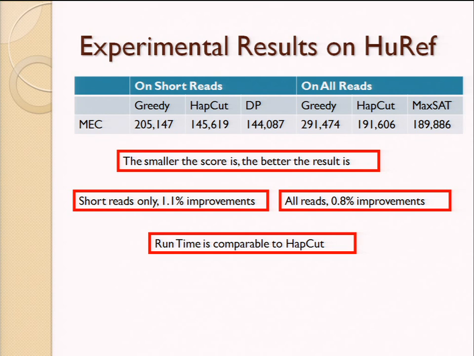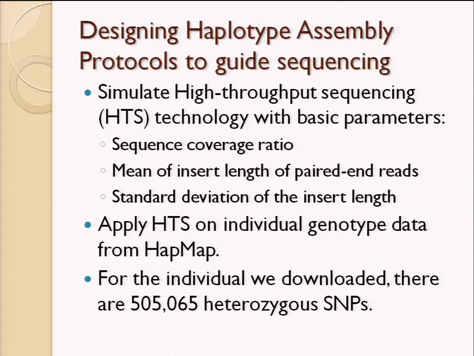Although the improvements are small, they show how far the haplotype solution is optimal, meaning it can't be beat anymore. The next part of our presentation is to assemble haplotypes and guide the sequencing parameters such that the haplotype can be assembled by our algorithm. So we simulate the parameters, the coverage ratio, and the standard deviation of the insert size.